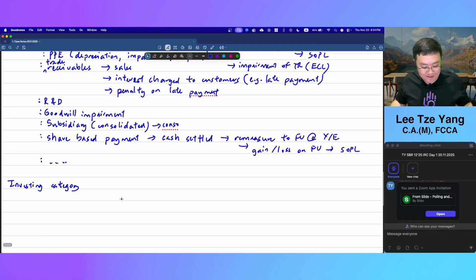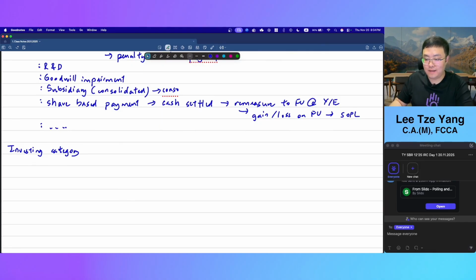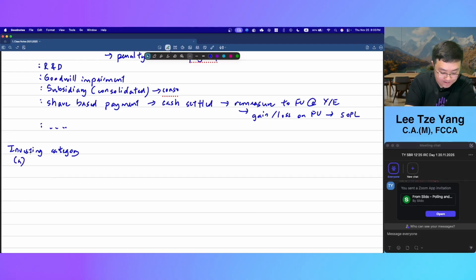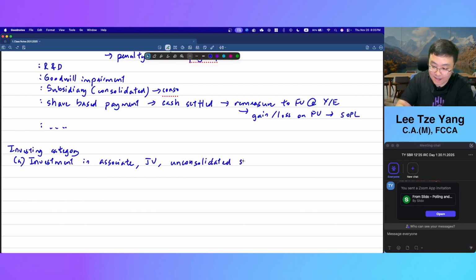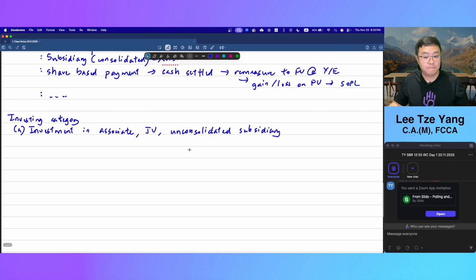Okay, now the investing category, everyone. The investing category is like this. If it relates to investment in associate, joint venture, and also unconsolidated subsidiary, and this is exactly what I was explaining just now, unconsolidated subsidiary, then it will be under the investing category.